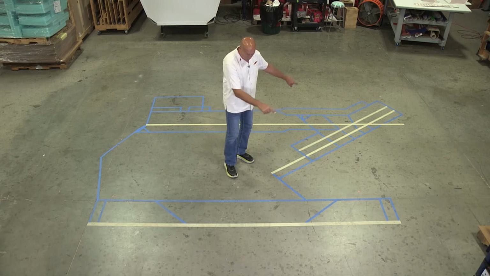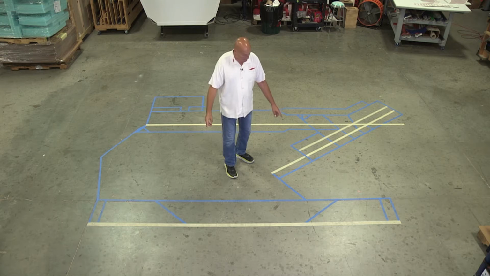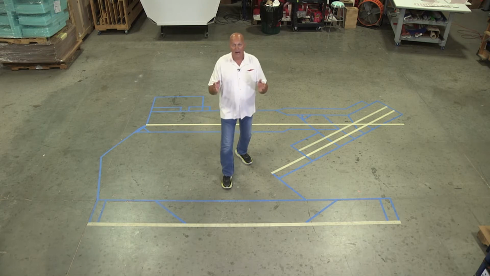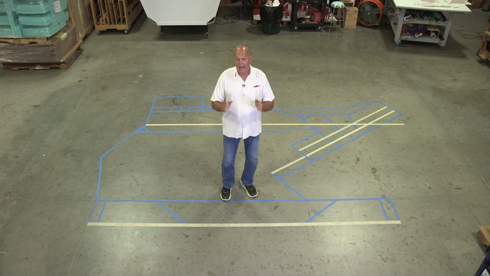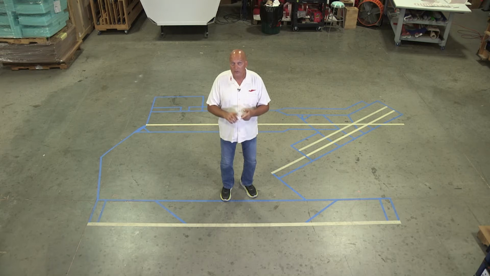You can see the white tape that we have on the floor here. These are the runways. The blue tape that we have here are the taxiways. Now, I'm going to make a little confession here. I did not lay this out necessarily to scale, nor did I put all of the taxiways on here. I did this just as an example of what you can do.